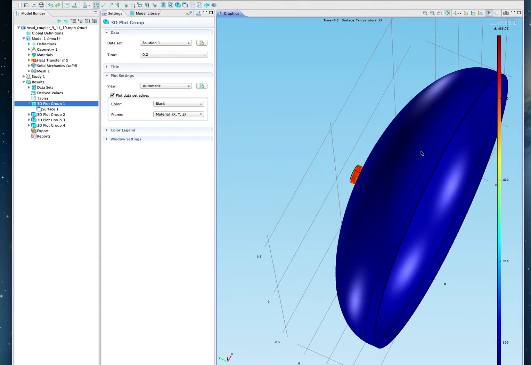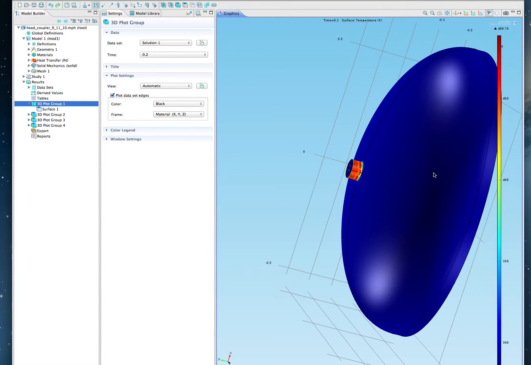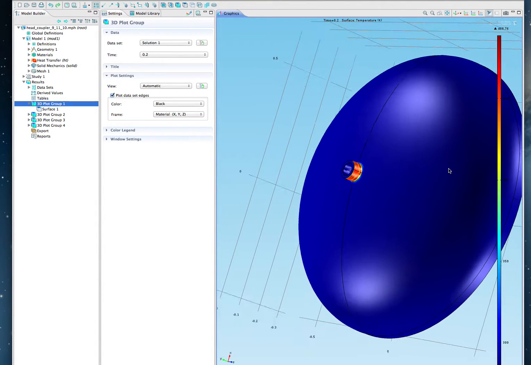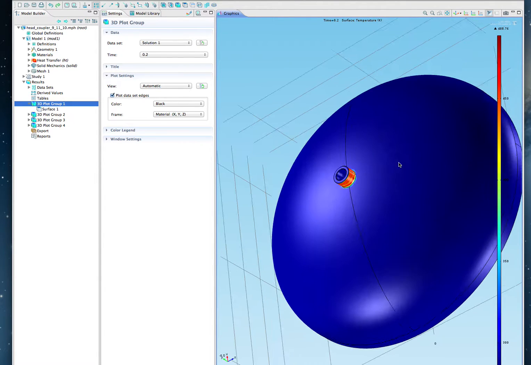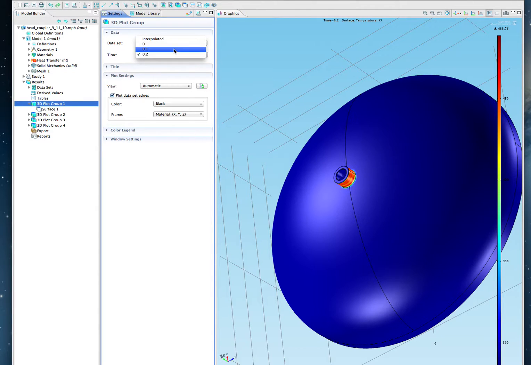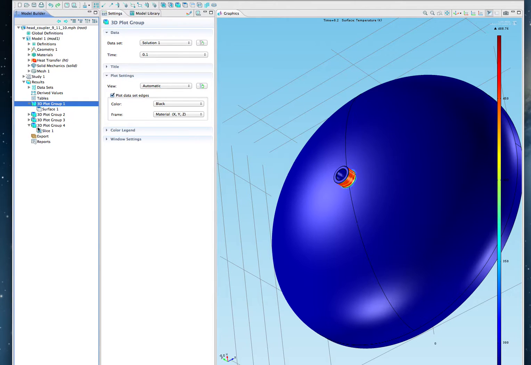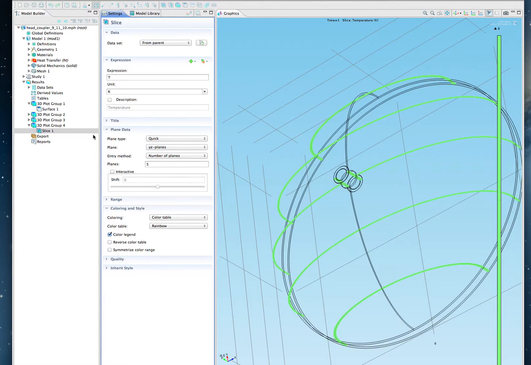This is surface temperature, and you can see the surface temperature at 0.2 seconds is very hot here, but it still hasn't penetrated much into the solid. You can just continue and choose different times, and you can even make a movie out of this. You can also do a slice to give you contours of temperatures at different locations in the system.